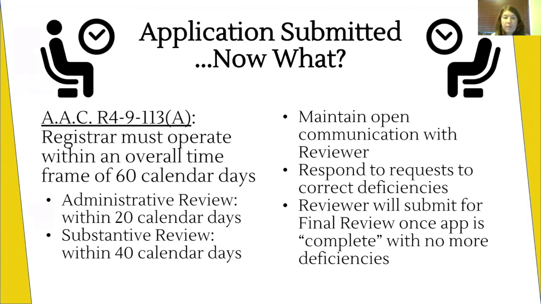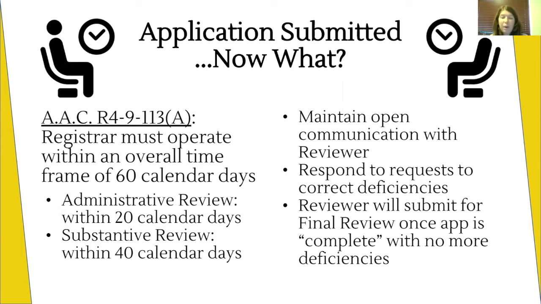Okay. So once your application is submitted, the registrar has 60 days to do a review. There's an administrative review that happens within 20 calendar days, and then a more substantive review that can happen within 40 calendar days. This is a time frame that's set out for us, but we are often much faster. It's not going to take 60 days for every application. A lot of them are approved much faster than that.